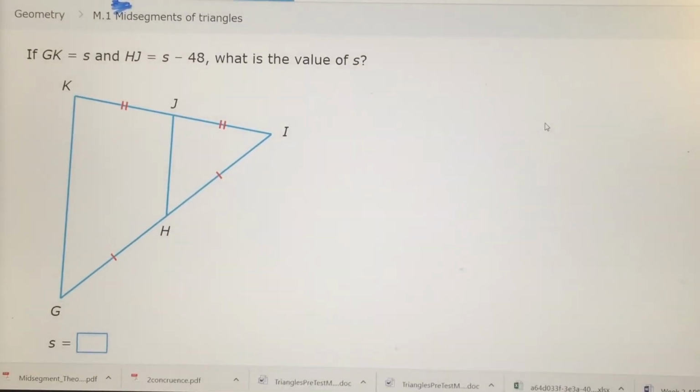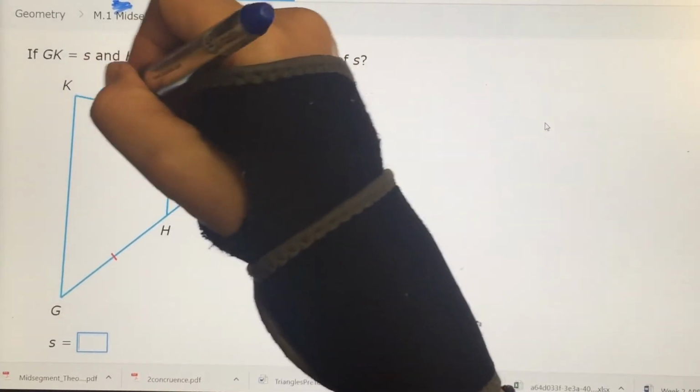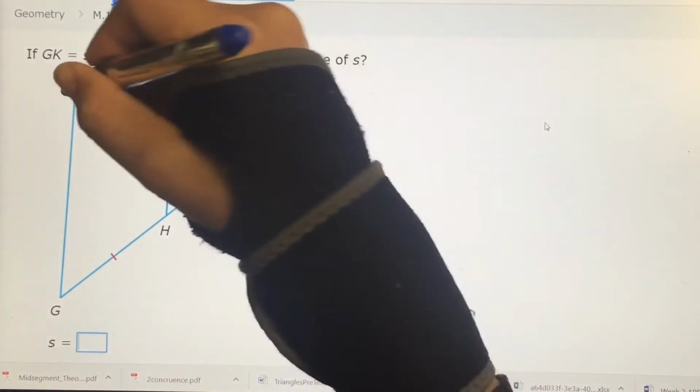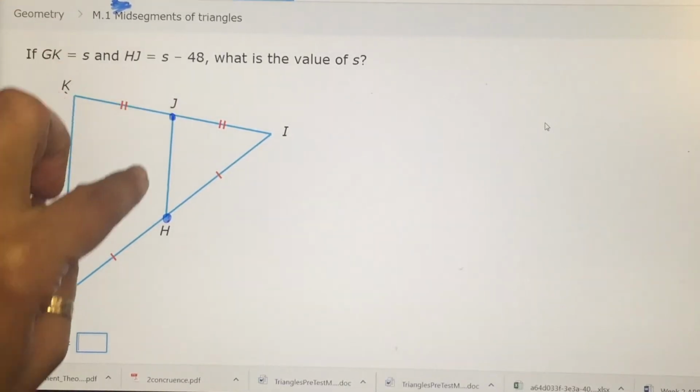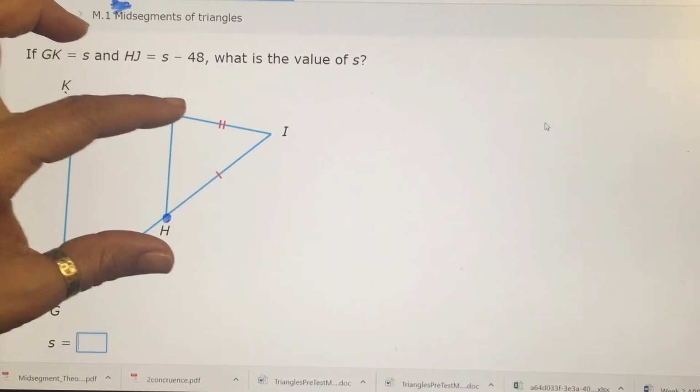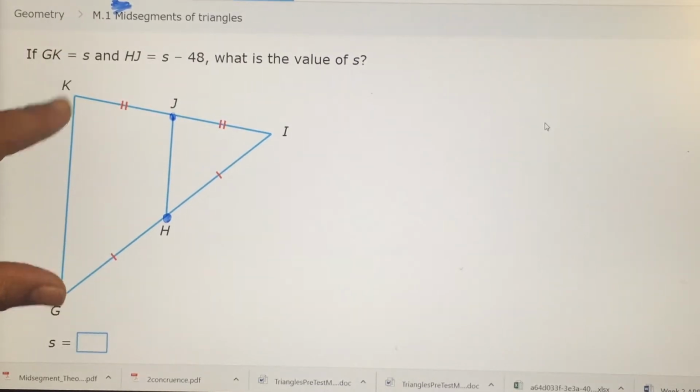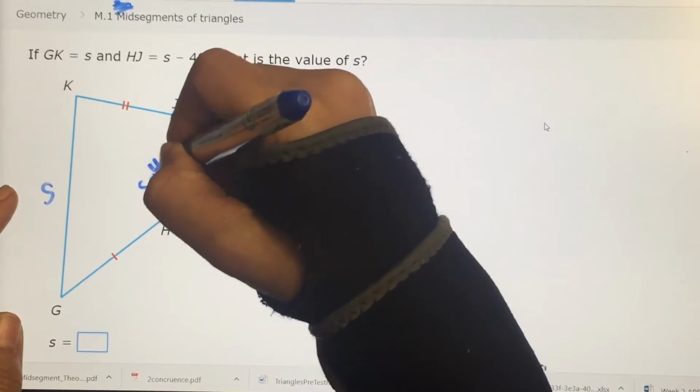All right. So again, they're telling you that if this is equal to this, then this is the middle of this line. If this is equal to this, then this is the middle of this line, which joining those 2 points together is going to give you the mid-segment, which is going to be half of this whole thing. So go ahead and label GK is S, and HI is S minus 48.